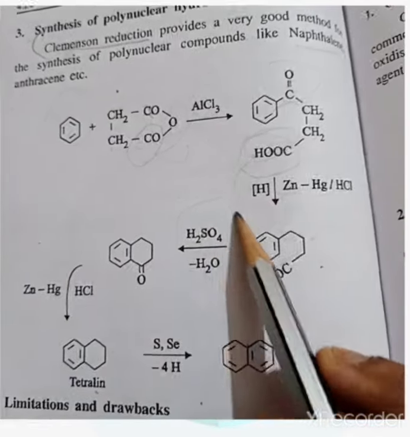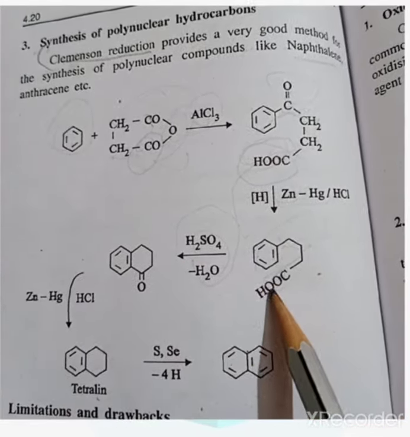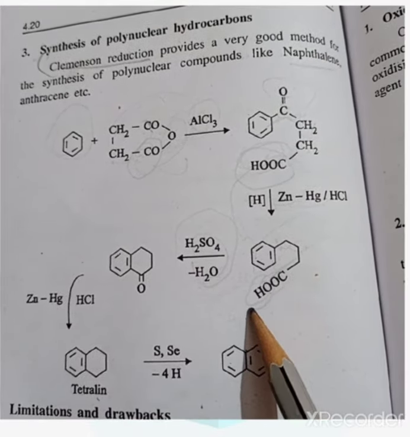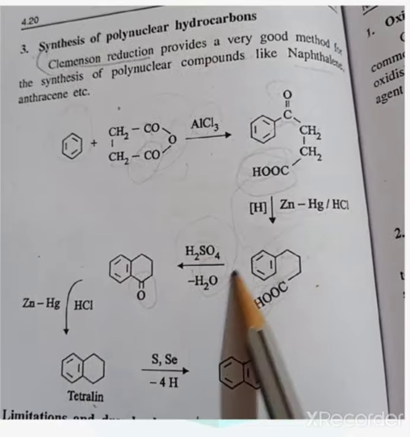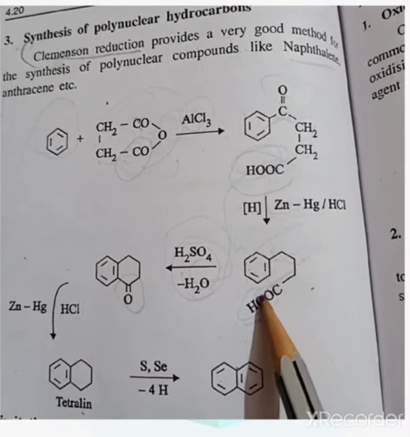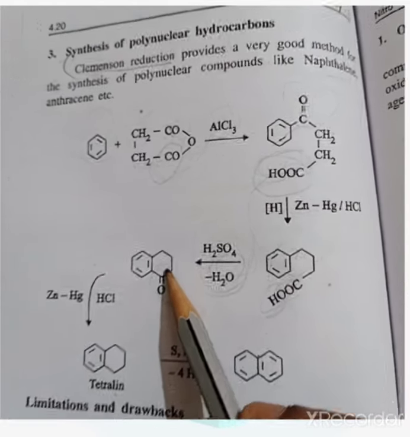Okay, again we are adding sulfuric acid. The C double bond O group, OH will be removed. It is converted into H2O. Again it is converted into double bond O. Okay, we are adding sulfuric acid. The H2O will be removed in this reaction and it is converted into ketone. Okay, quinoline.